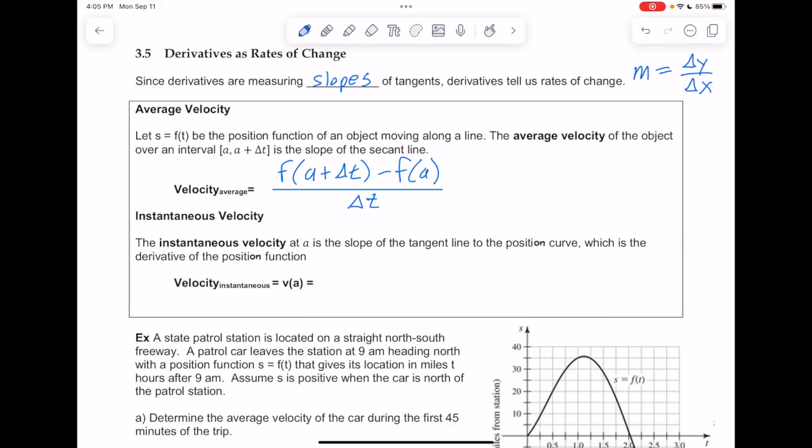So the instantaneous velocity at a is the slope of the tangent line to the position curve, which is the derivative of the position function. So instantaneous velocity we're going to call v of a, but that is going to be f prime of a. So it's going to be the derivative of the position function. Some other notations for that, since they said s was f of x or f of t, we can call it s prime. We could also call it ds dt. But the most important thing is recognizing that you get velocity by taking the derivative of the position function.